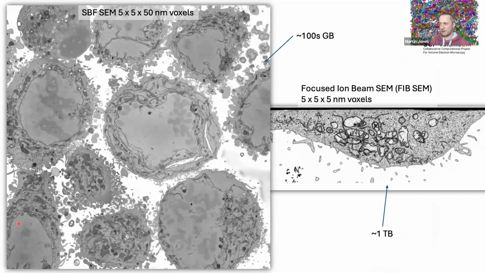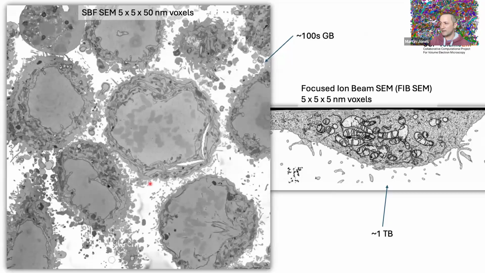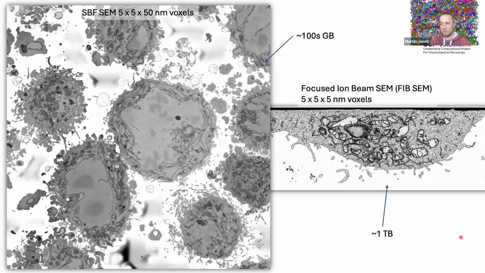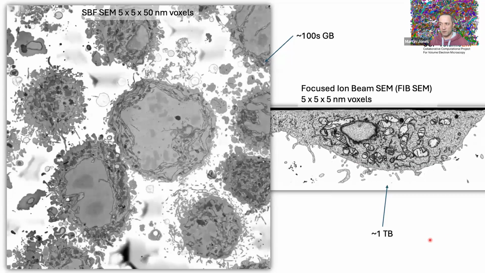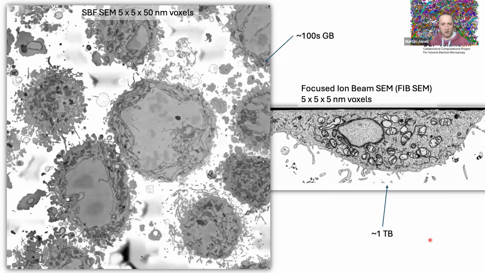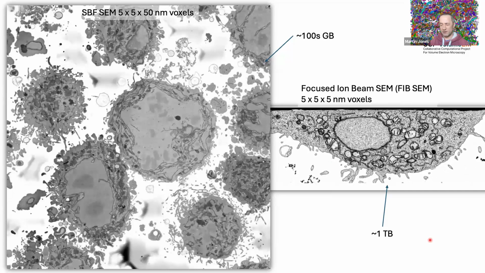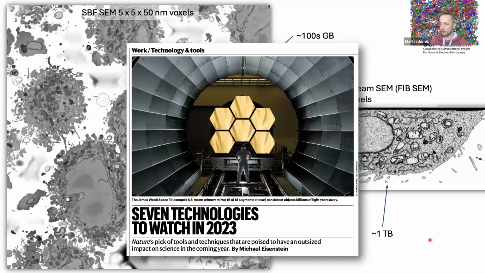Each grey blob is a single cell. And on the right is a single cell imaged in focused ion beam scanning EM with 5 nanometer isotropic voxels. And in this case, one cell could be a terabyte in disk storage. So significant amounts of data that are very hard to analyze.